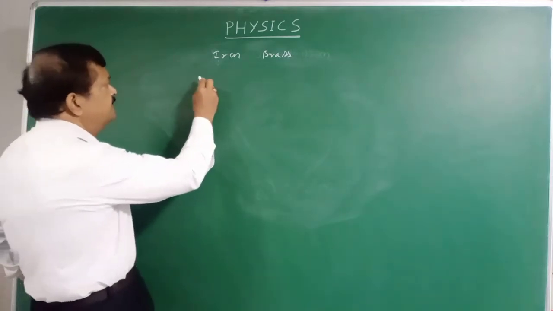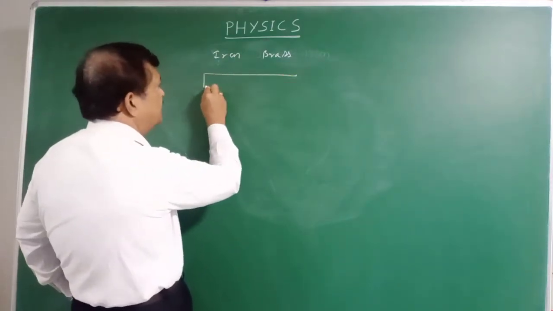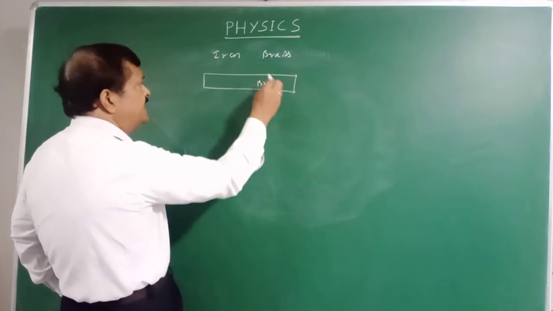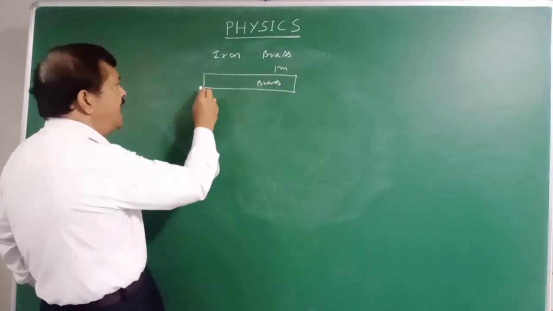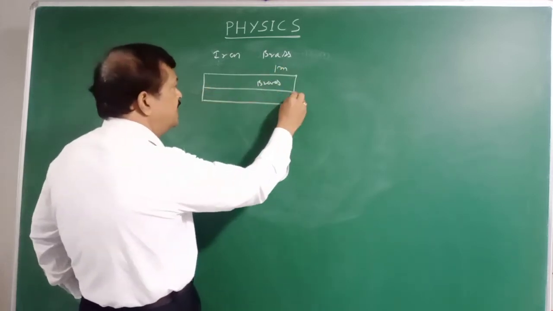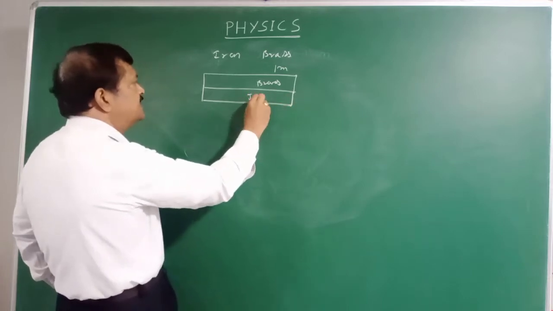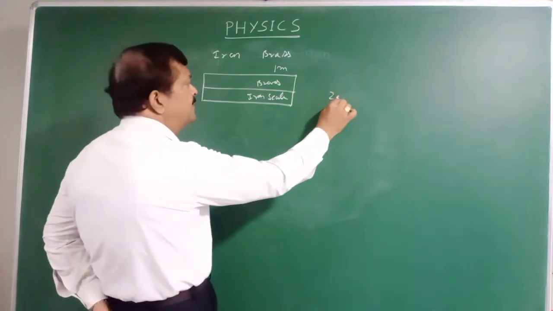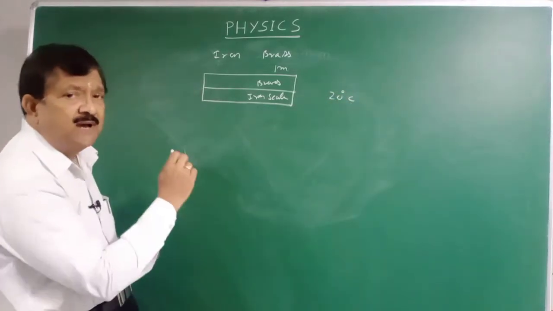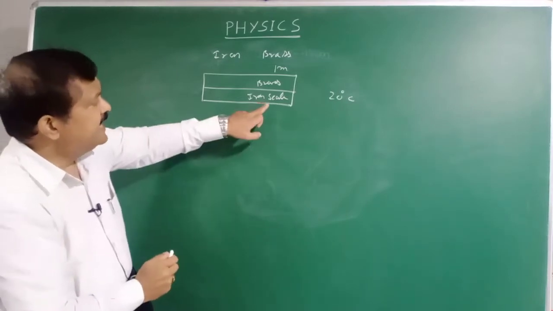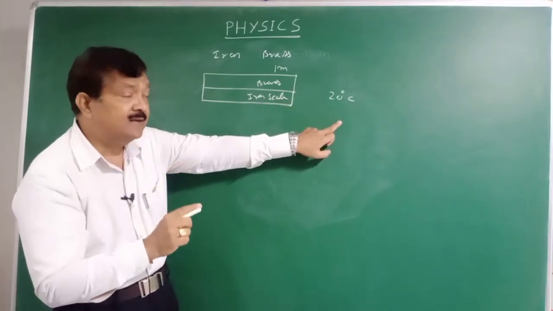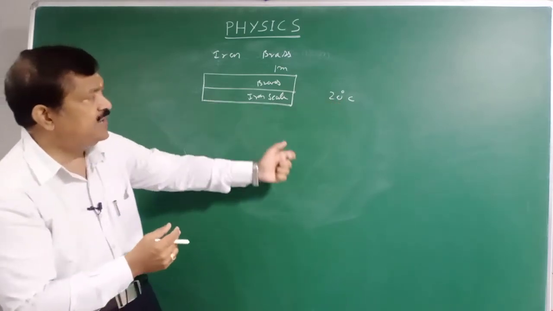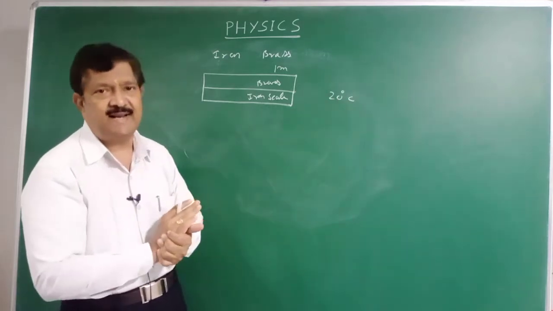For example, there is a brass rod with a length of 1 meter. I am measuring the length of this brass rod using an iron scale. Let us suppose at some room temperature, 20 degrees centigrade, both have the same length, and this iron scale gives the correct length at 20 degrees centigrade. That means the iron scale is graduated at this temperature, 20 degrees centigrade.